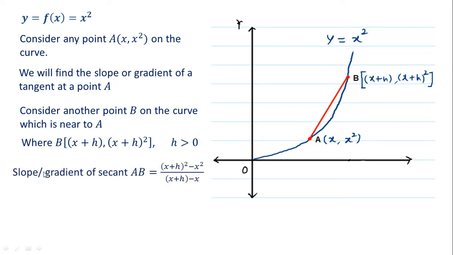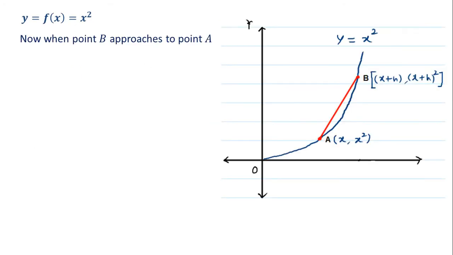So, slope or gradient of secant AB. Now if you have the coordinates of point A and point B, then what is the slope or gradient of this secant AB? From this figure it will be x plus h bracket square minus x square upon x plus h minus x, the difference between y coordinates divided by the difference between x coordinates. That means you will get x plus h bracket square minus x square, and in the denominator it will be just h.